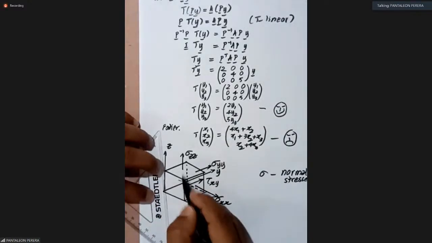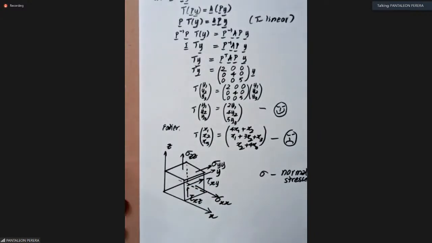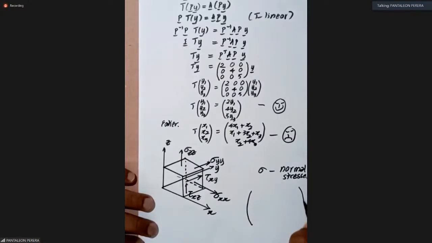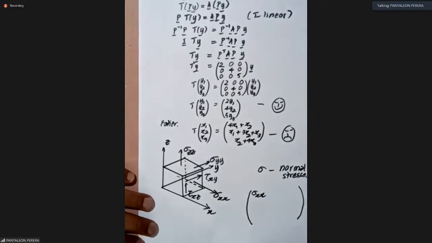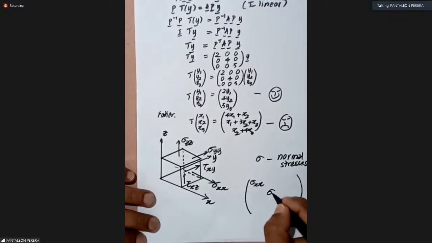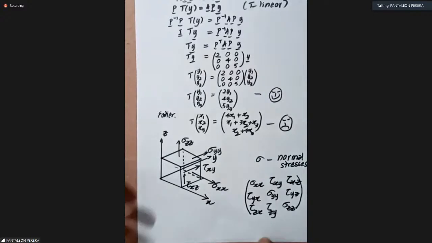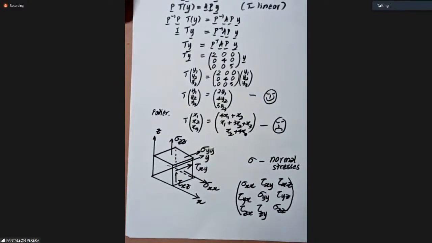Likewise, here also there are two stresses. Here also there are two stresses. So you can come up with a 3x3 matrix like this. According to the matrix notation, x is 1, y is 2, z is 3. Here tau xy, tau xz, then tau yx, tau yz, tau zx, tau zy. This is called the stress tensor.